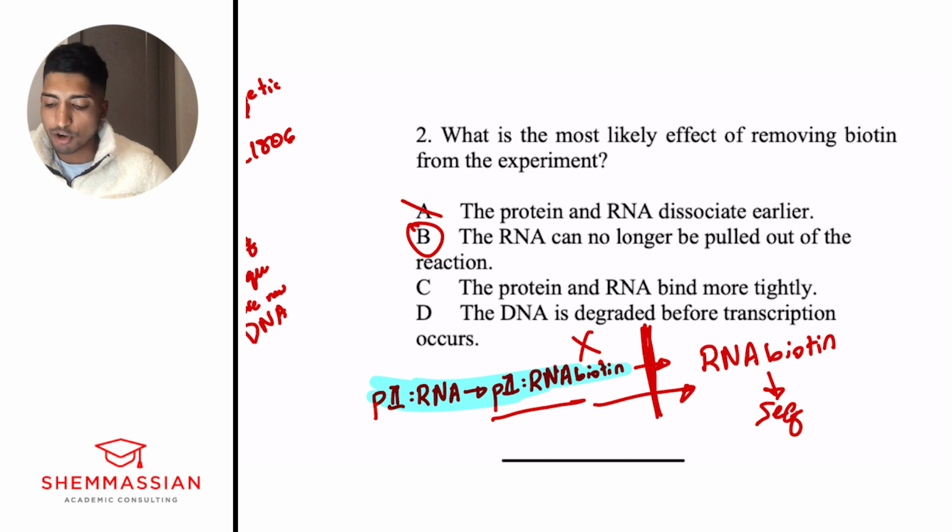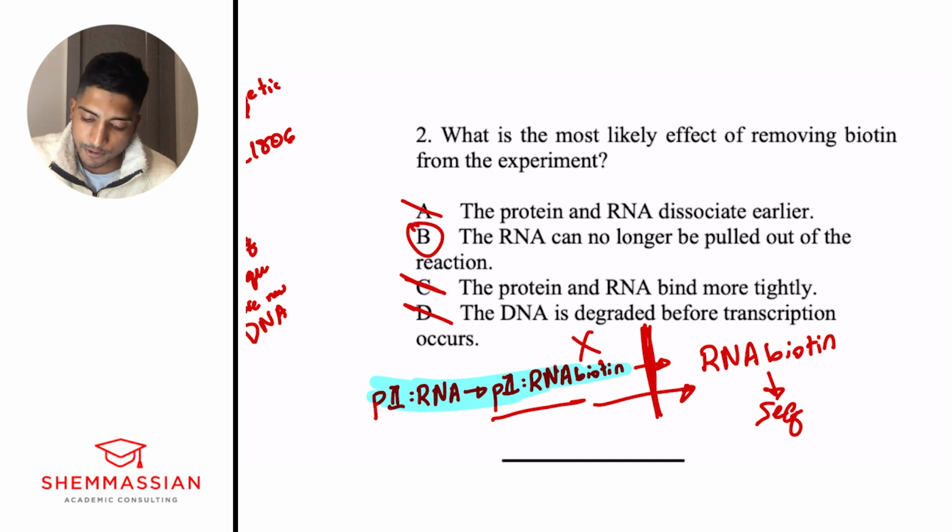C, the protein and RNA bind more tightly. It doesn't say anything about binding more tightly, right? Biotin didn't affect how strong the bond was, so we can eliminate C. D, the DNA is degraded before transcription occurs. Nowhere in this pro-seq reaction is biotin affecting DNA, so we can eliminate that answer, and right away, we're 2 for 2. Great work.